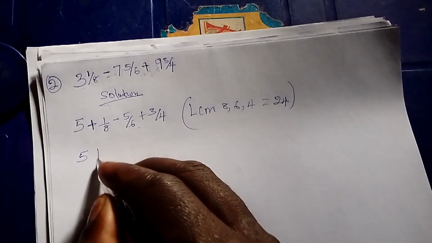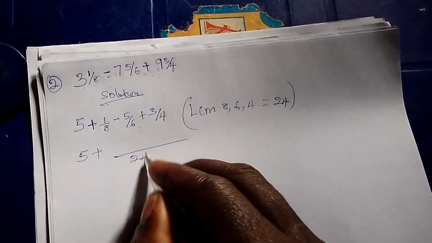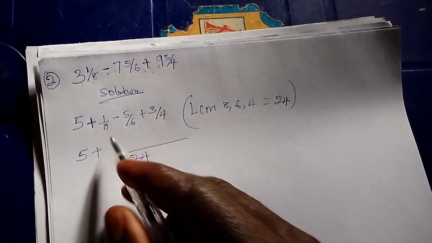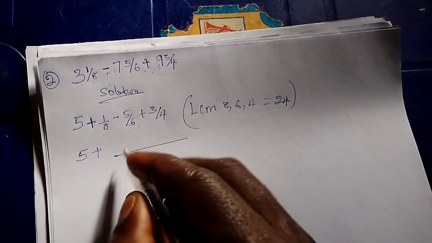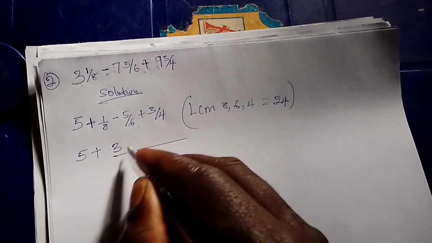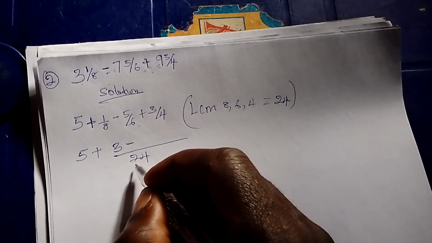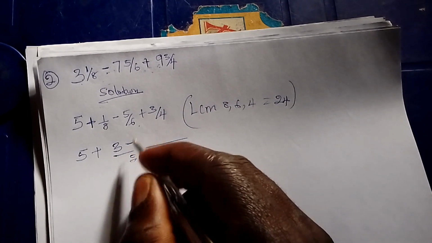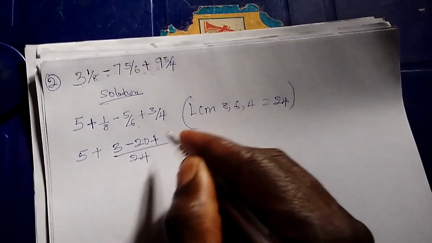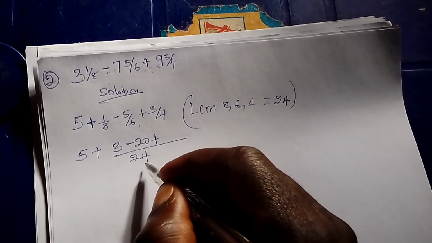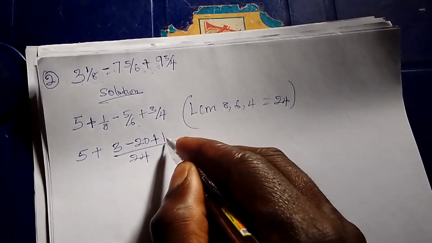So you have that this is 5 plus, so that the LCM is 24. So 8 in 24, or 24 divided by 8, the answer is 3. 3 times 1 gives us 3. Minus 6 in 24, what do you get? You get 4. 4 times 5 will give us 20. Plus 4 in 24, the answer is 6. 6 times 3 will give us 18.